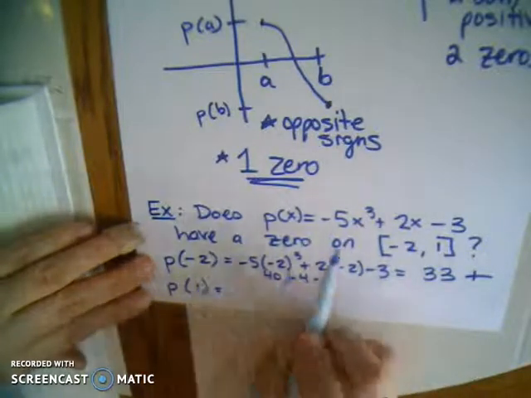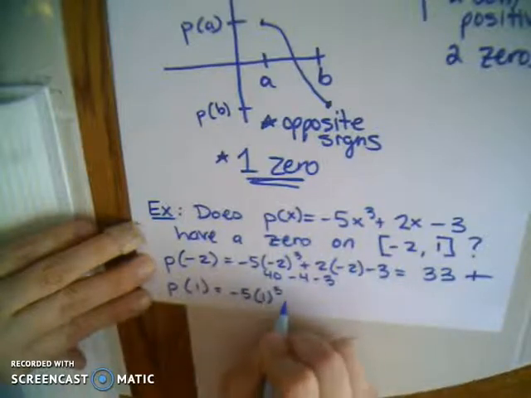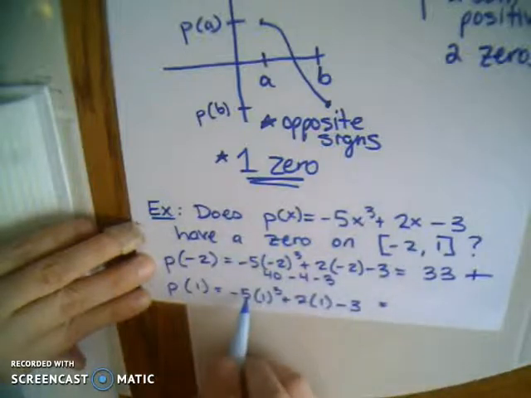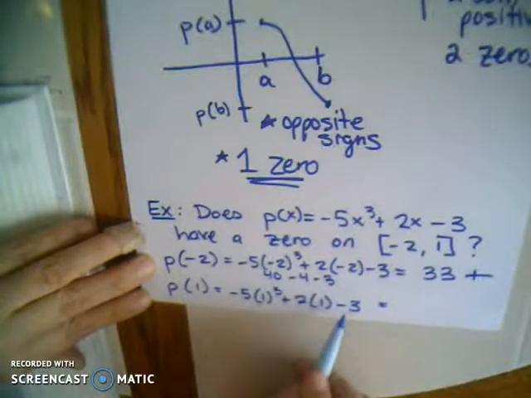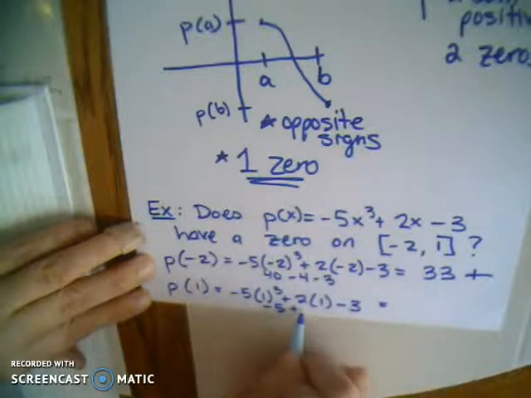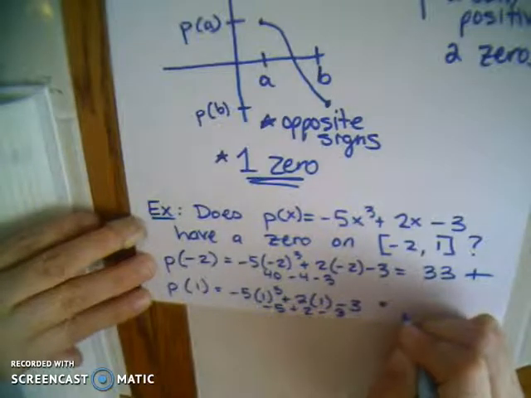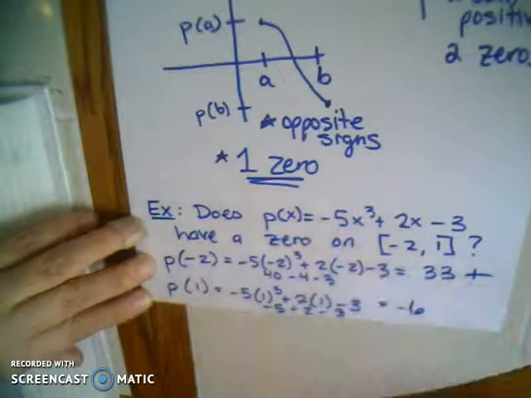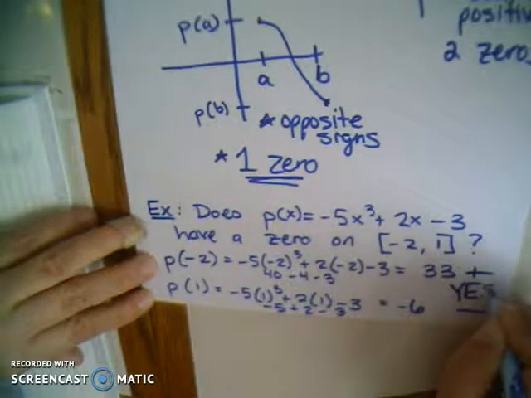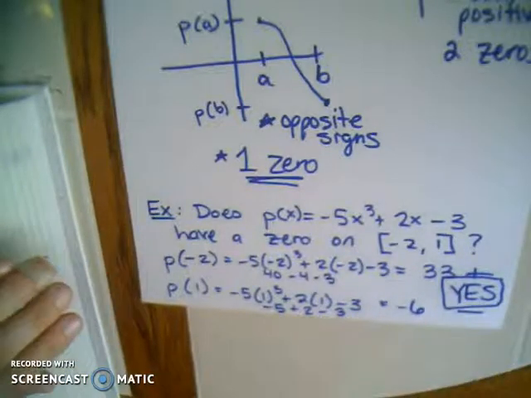P at 1: -5 times 1 cubed plus 2 times 1 minus 3. Well, that's going to be -5 plus 2 minus 3, which is -6. So it's negative. So this is a definite yes. Those signs are opposite. By the intermediate value theorem, it's a definite yes.